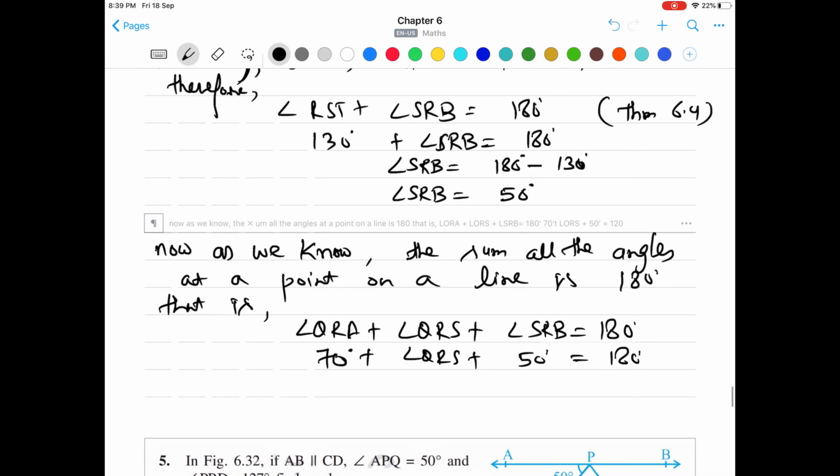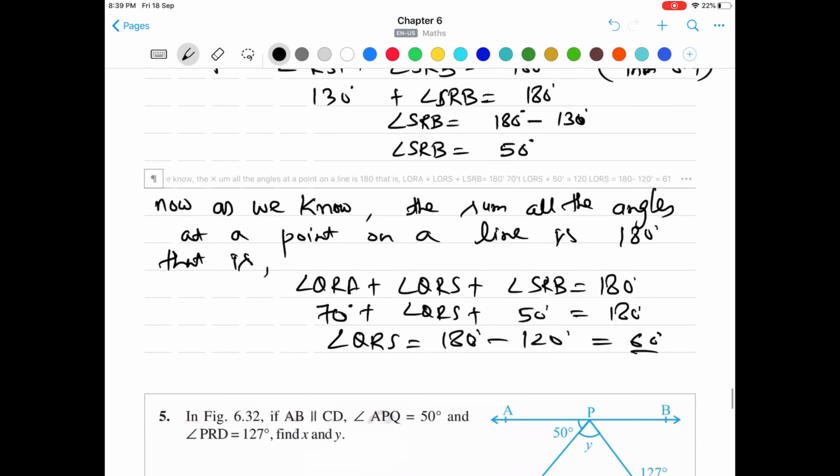So angle QRS will be equal to 180 degrees minus this 70 plus 50 is 120, and 180 minus 120 is 60 degrees. So the answer of angle QRS is equal to 60 degrees. Okay, so that's the answer for question number 4.